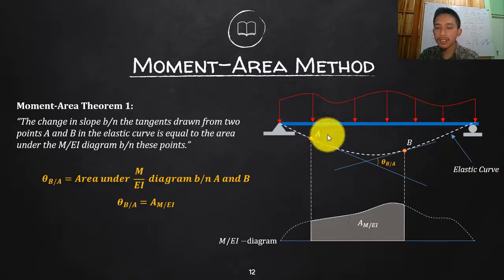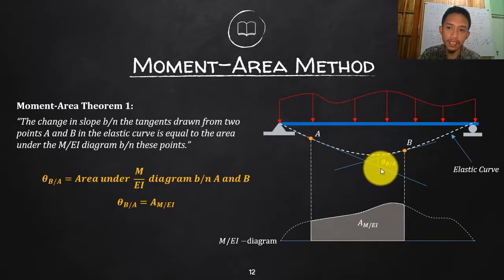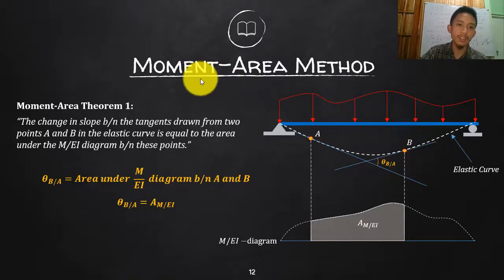So if you now consider these 2 points in your elastic curve and draw the tangent lines, if they intersect, the angle between them, let's call it theta BA, is actually the area between these 2 points in your M over EI diagram. So let's say this is your A, that is your B, this is your M over EI diagram. Get the area between A and B, and that is the value of theta, or the angle between their tangents in radians. Okay, so that is your first moment area theorem, isn't it?